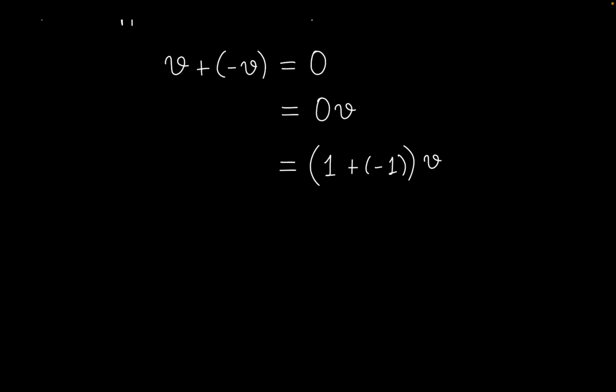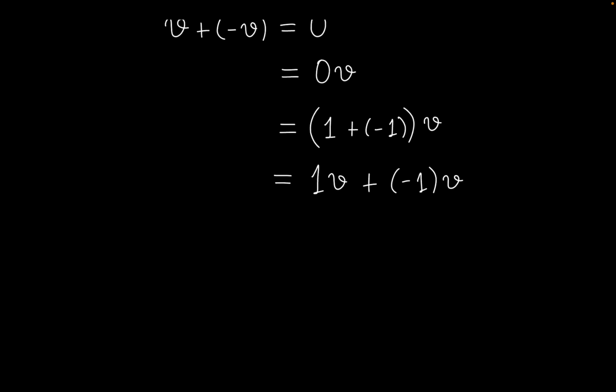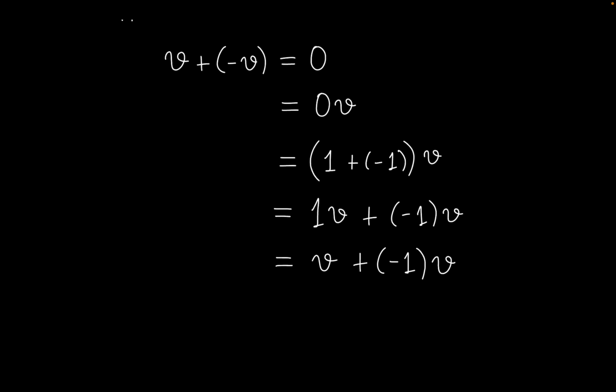This is equal to 1v plus -1v. And we have this property here, which we call the identity element of scalar multiplication. So 1 times v is defined to be equal to v. So 1 is the multiplicative identity. So we can replace 1v with just v. This is equal to v plus -1 times v. Great. So now that we've established this, we have that v plus -v, through a chain of equalities, is equal to v plus -1v.